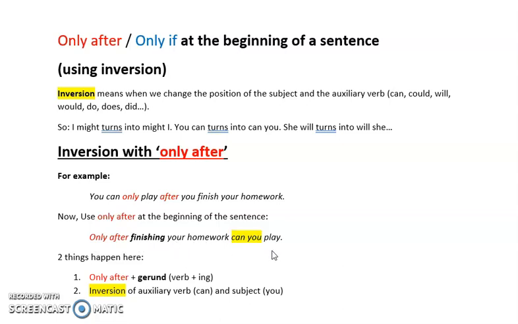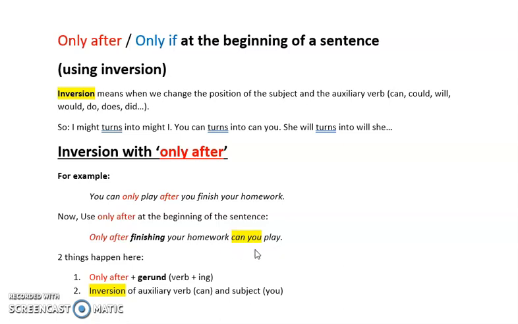And you might ask me, well, Layla, why do we write like this? Firstly, this is more advanced. This is an advanced way of writing, and as you progress in your grammar, you need to show your advancement, and this is one way of showing it. And the second reason why this is happening is because I'm starting with only after, and the rule is when you start with only after or only if, which we're going to talk about later, and many other examples, we have to use inversion. So we cannot say only after finishing your homework you can play.